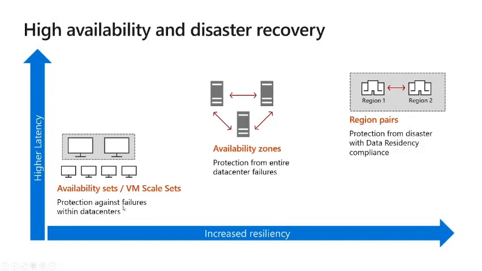Protection against failures within data centers. Within a data center, you can have multiple virtual machines hosted, and if one machine fails, you can have another machine up and running for you, within the data center. And if a data center itself fails, then you have an availability zone. So three data centers make one availability zone. If one of them fails, the other two will take over the load.